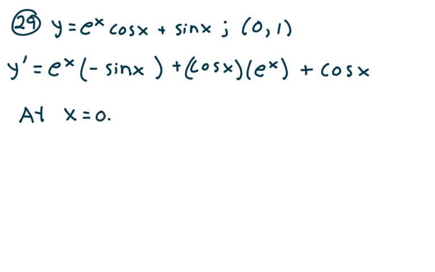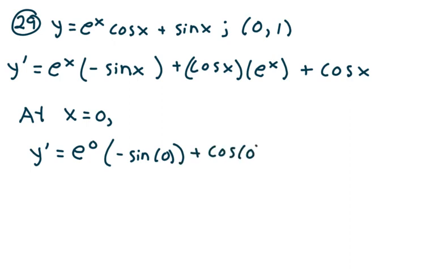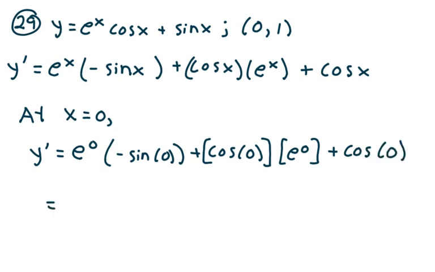At x equals 0, y prime is e to the 0 times negative sine of 0 plus cosine of 0 times e to the 0 plus cosine of 0. And so this is, sine of 0 is 0, and cosine of 0 is 1, right? So 1 plus 1 ends up being 2. So y prime ended up being 2 at x equals 0.